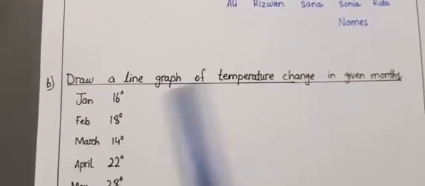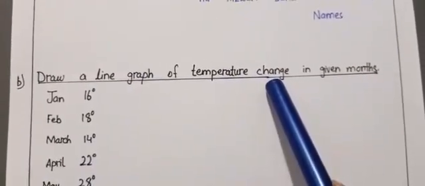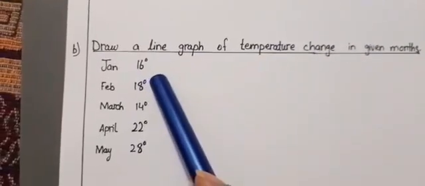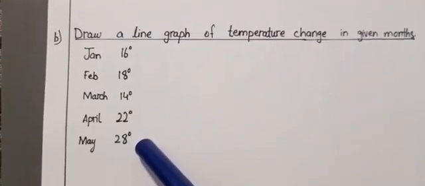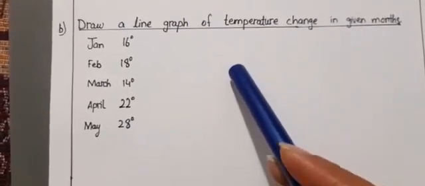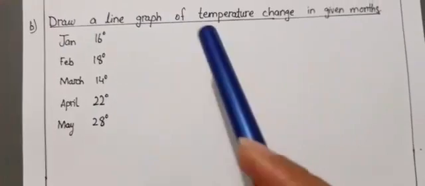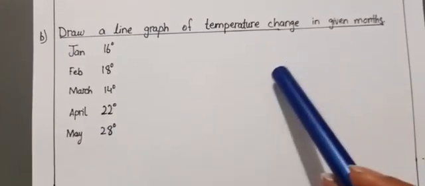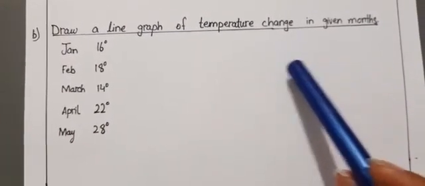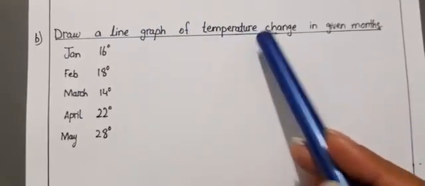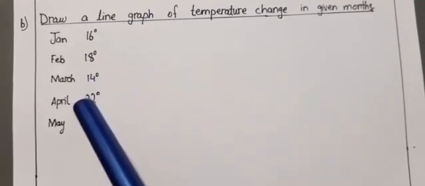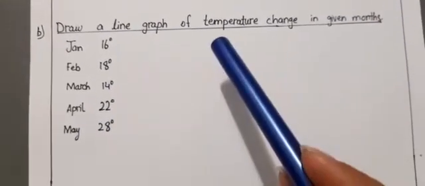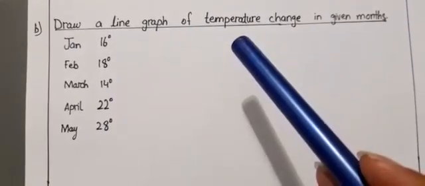Now we have to do another question as an activity. It is: draw a line graph of temperature change in given months. There are the months January, February, March, April, May. These are the 5 months. So boys, what I will do, I will draw a graph, a vertical and a horizontal line. First I will write temperature change, line graph of temperature change, and on the horizontal line I will mention the months January, February, March, April, May, and on the vertical line I will write temperature. Okay.